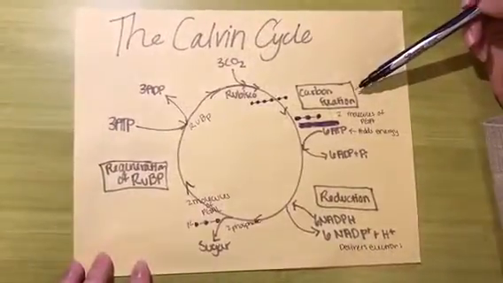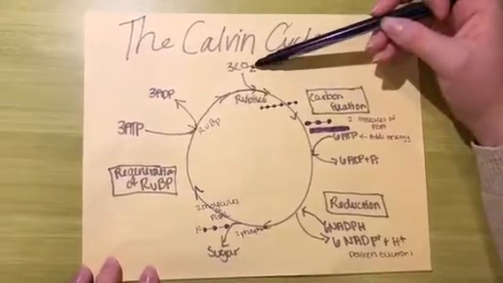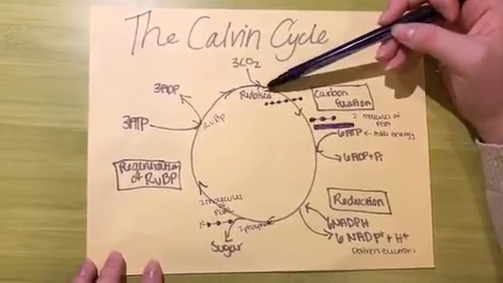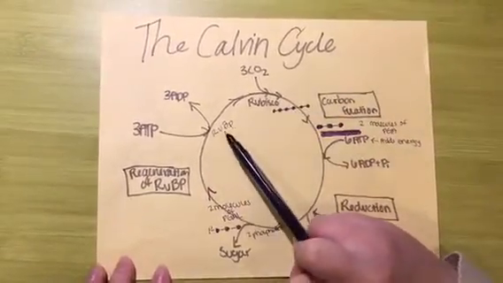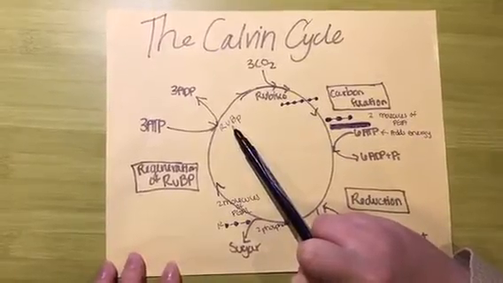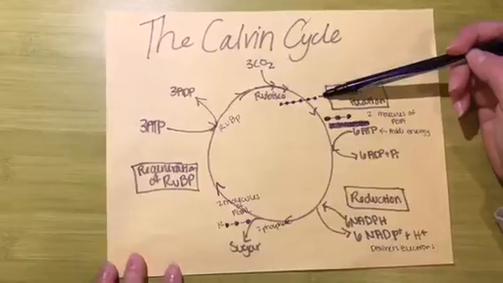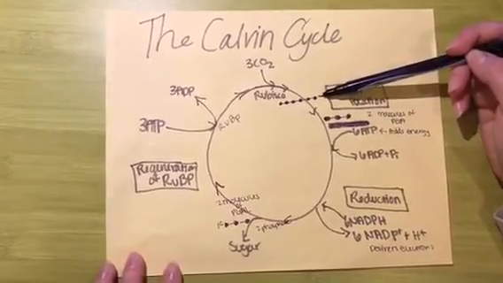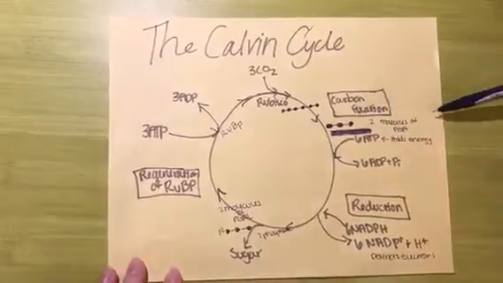So the first step is carbon fixation. CO2 diffuses into the stroma from the surrounding cytosol. An enzyme combines a CO2 molecule with a 5-carbon carbohydrate called RuBP. The product is a 6-carbon molecule that splits immediately into a pair of 3-carbon molecules known as PGA.